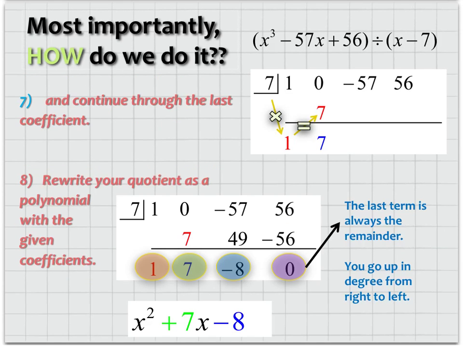So from here, we're going to continue the pattern. So we added 0 and 7 to get 7. Then we're going to do 7 times 7, which gives me 49. And then we add those, and we get negative 8. Then we continue again.